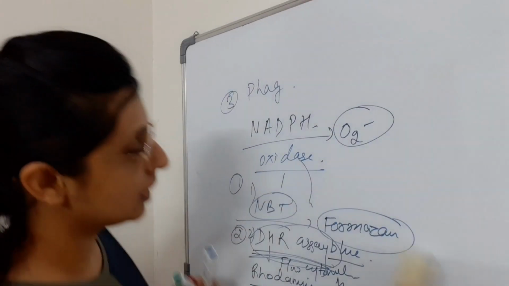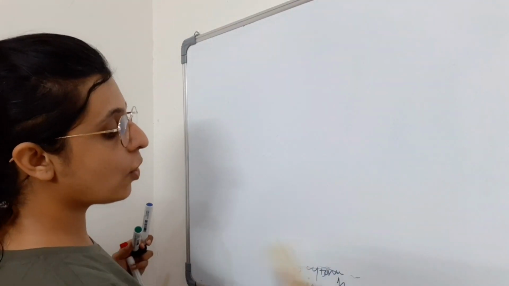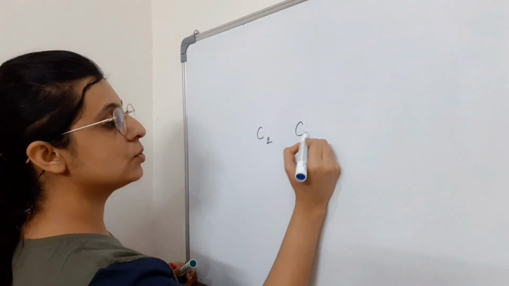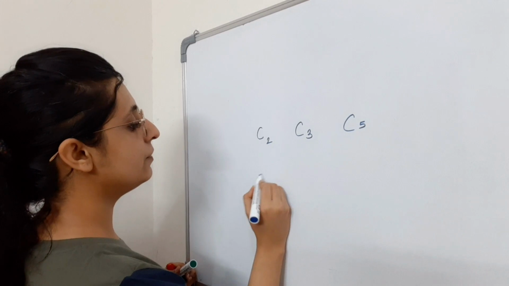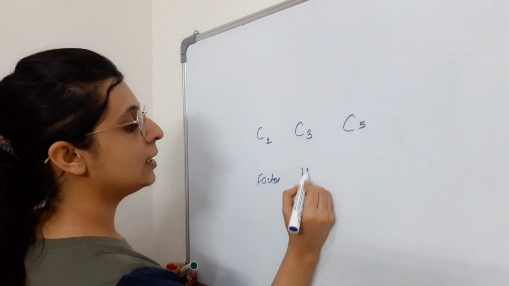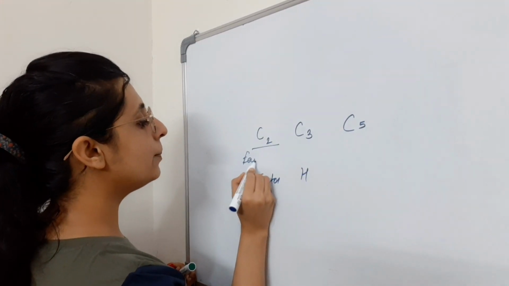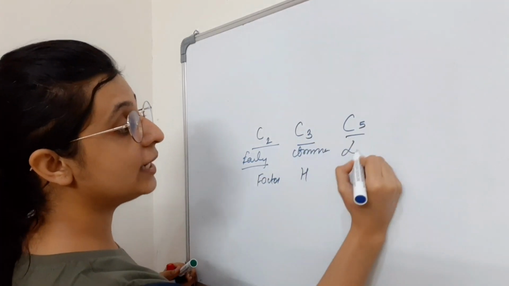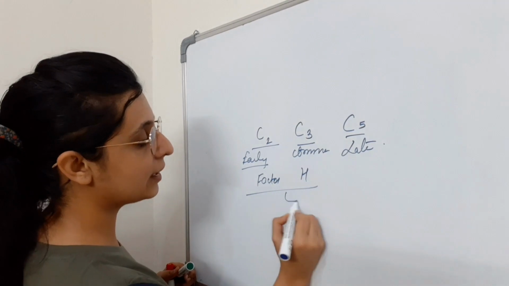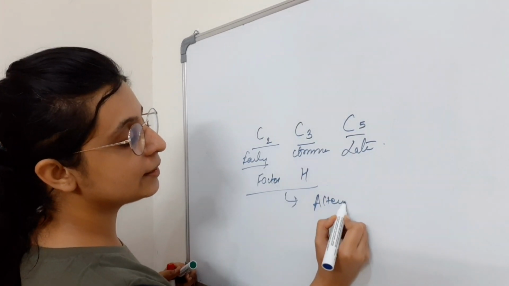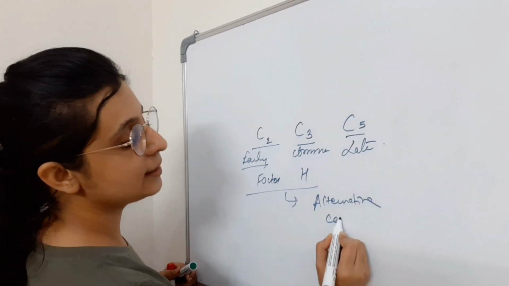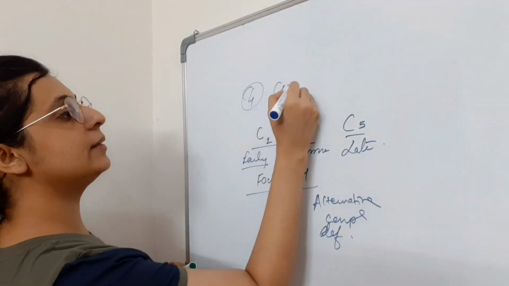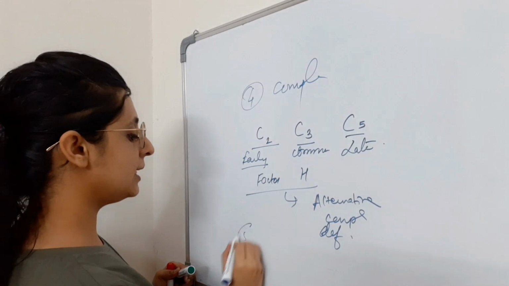Next, in order to detect any defect in the complement proteins, you can ask for complement levels C2, C3, C5, factor H. C2 can detect early complement deficiency, C3 for common pathway, C5 for late complement deficiency, and factor H for alternative complement deficiency, right? This is the fourth complement defect. And fifth one is T cell defect.